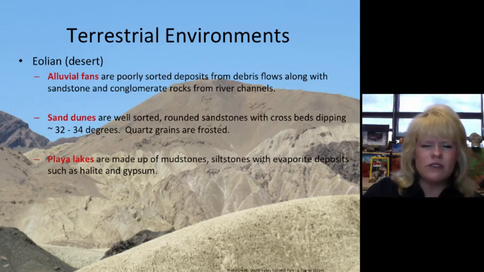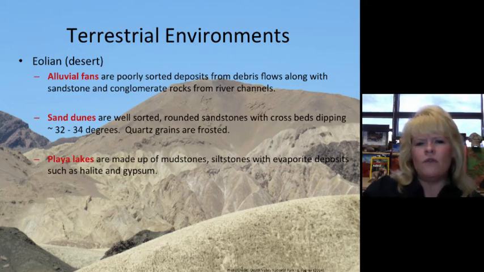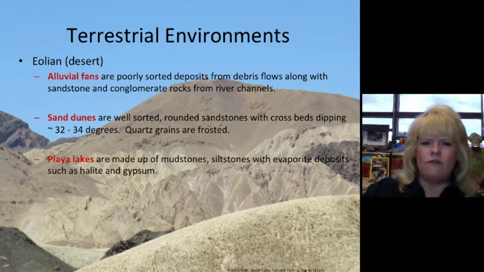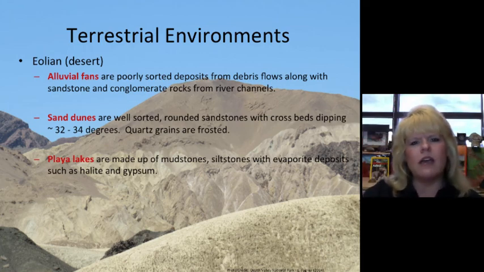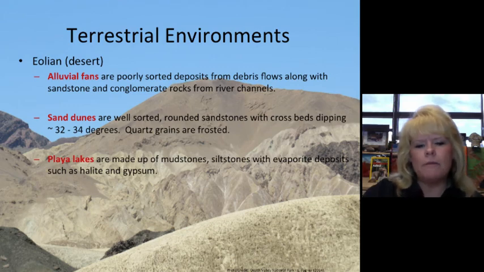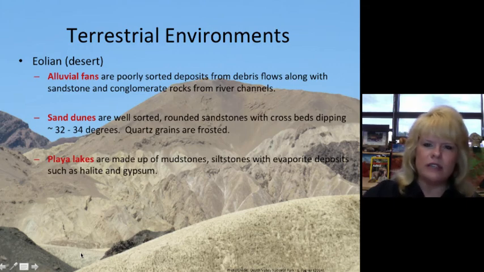So you can find sandstones, conglomerates, breccias, this type of rock, but they're very poorly sorted because they just drop from a high location and just go splat at the bottom and kind of spread out. There's some alluvial fans happening right here in Death Valley National Park, so very common to see that, especially in the desert. Sand dunes are very common in desert environments.